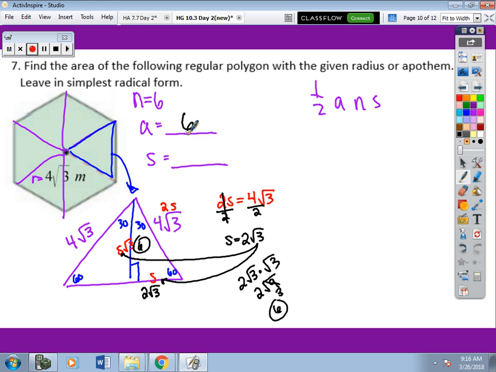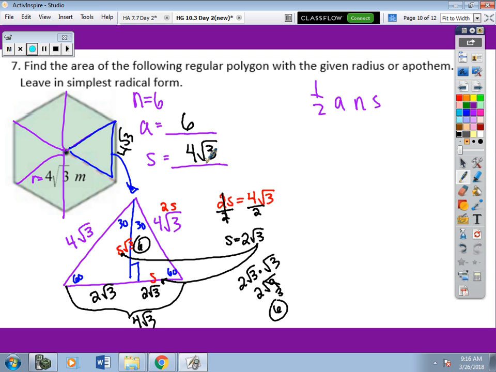Make sure you don't make the mistake of plugging s as 2 root 3. This is the side length of one of the triangles. S really represents the side of the whole hexagon. So if this is 2 root 3, this is also 2 root 3, which when you add those you will get 4 root 3. So one of the whole sides is 4 root 3.